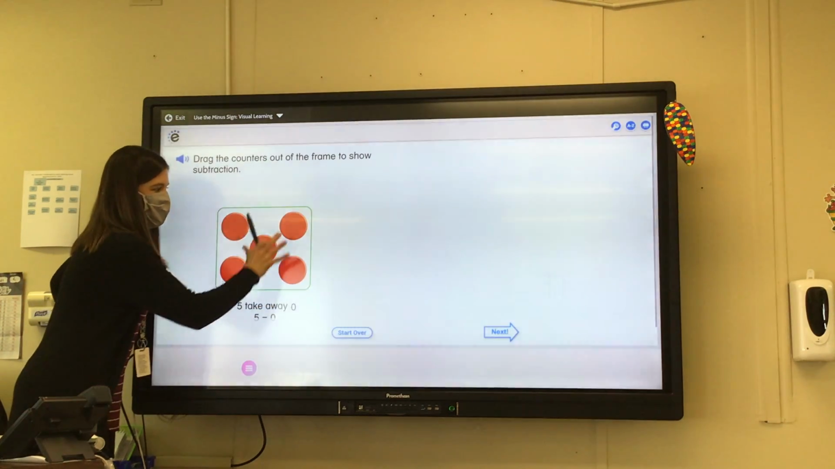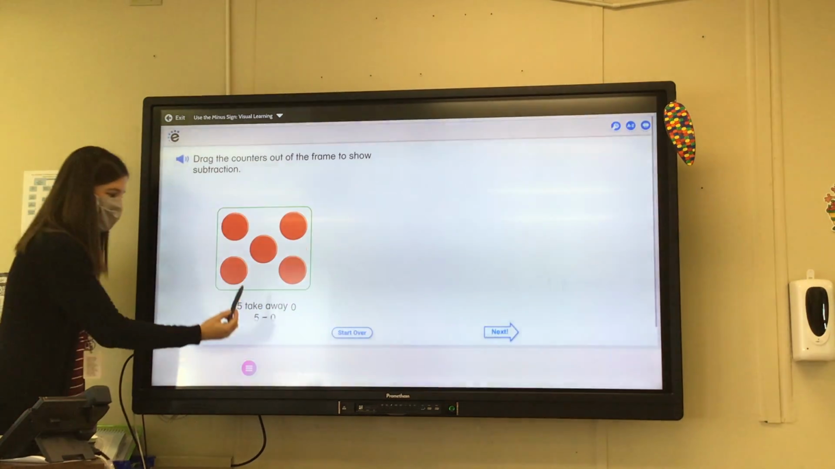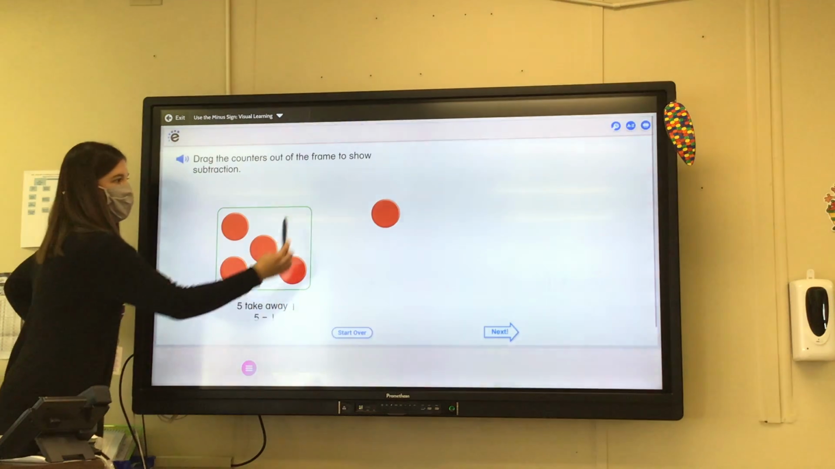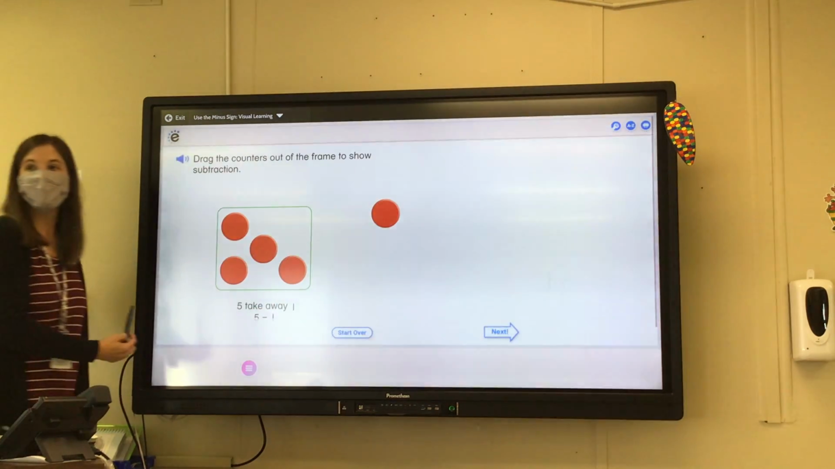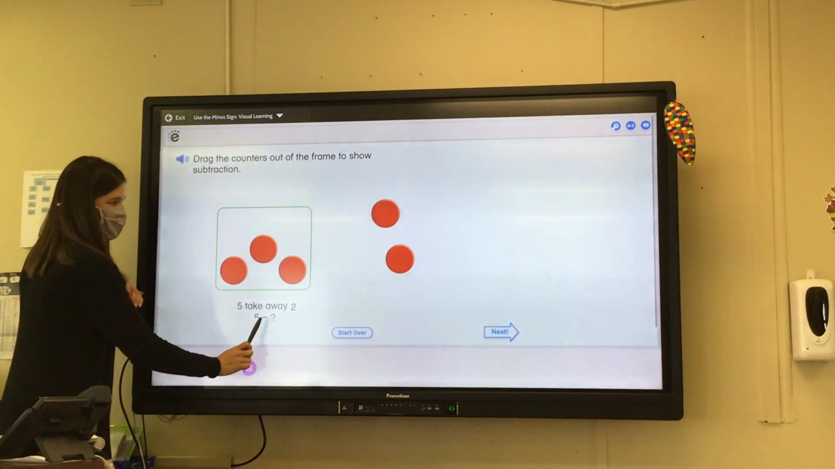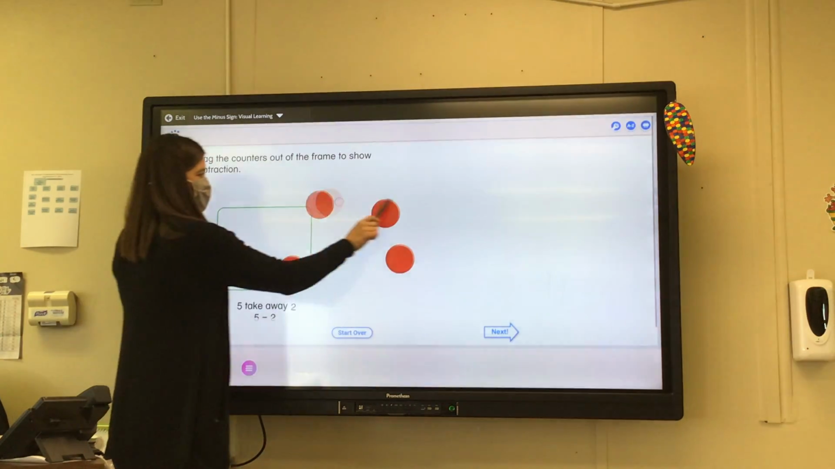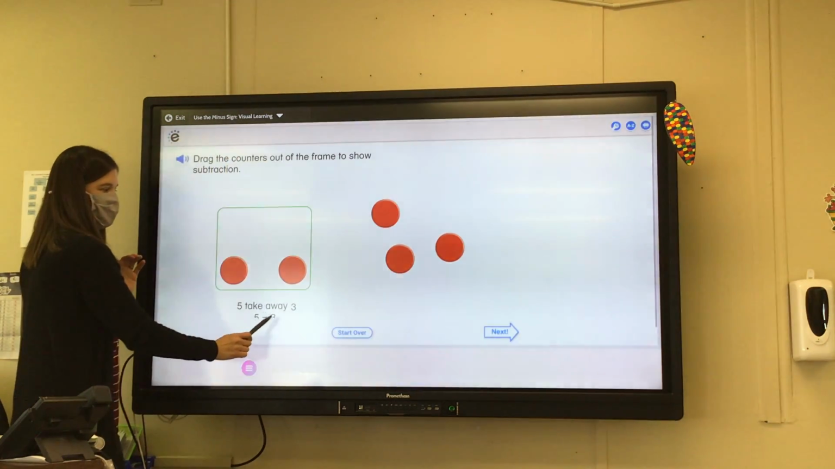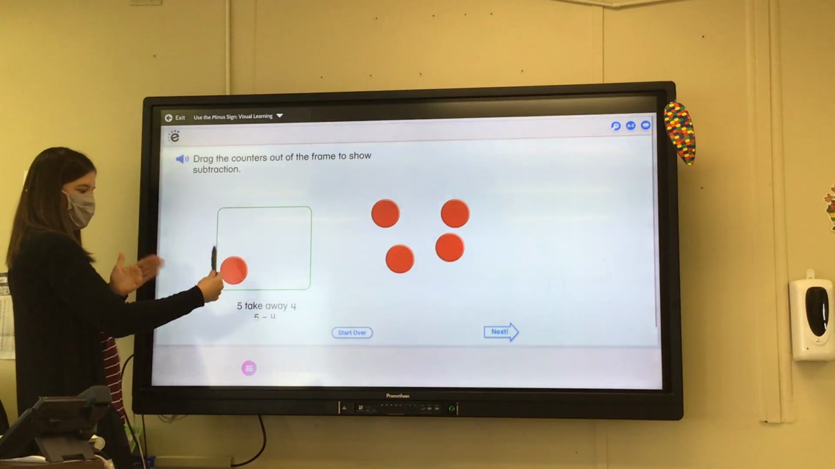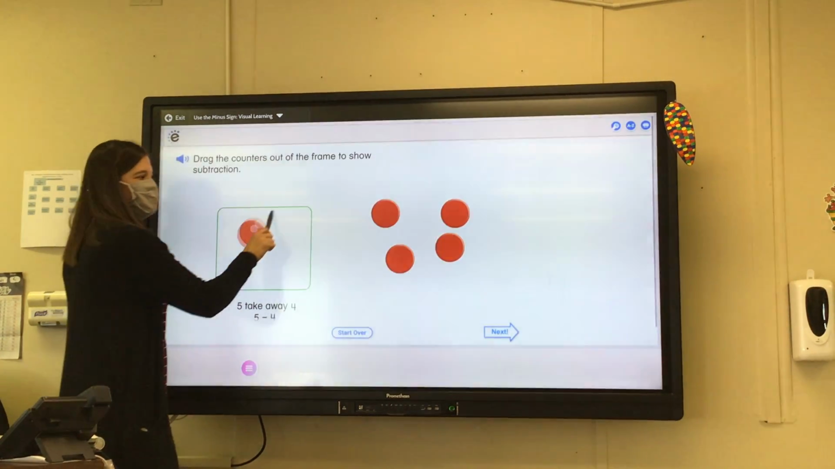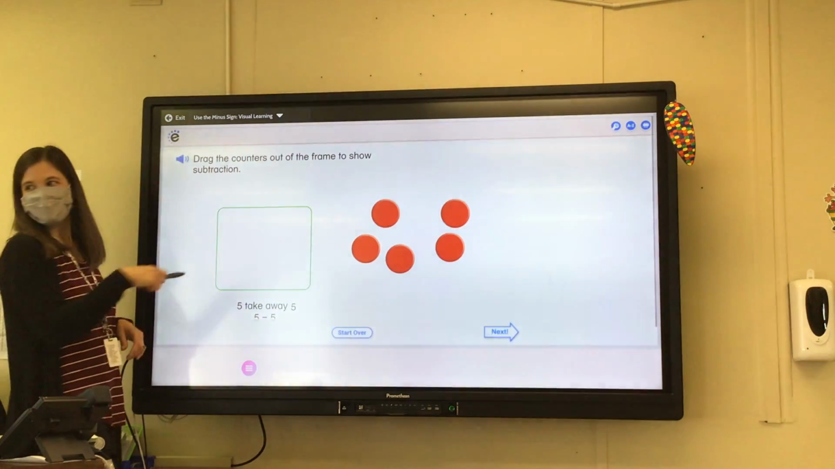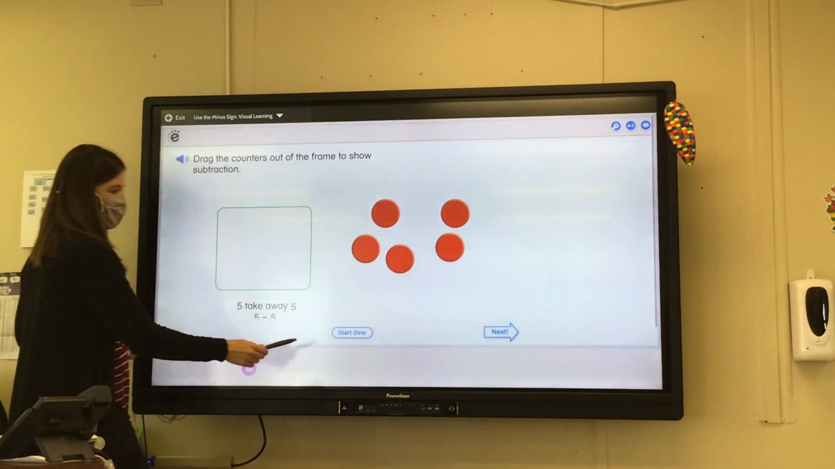5 take away 0. Because they have 5 here, they didn't take any away. Another way to write that would be 5 minus 0. If we take one out, it's 5 take away 1 or 5 minus 1. How many would be left? 4. What if I take 2 away? 3. Or 5 minus 2, we would have 3 left. If I take away 3, 2. 5 minus 3, we have 2 left. Take away 4, 5 minus 4, we have 1 left. What if we had 5 and we take away all 5? How many do we have left? 0. There's none in there. Good job, PJ. 5 minus 5.